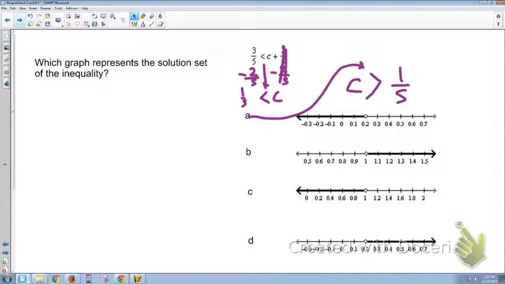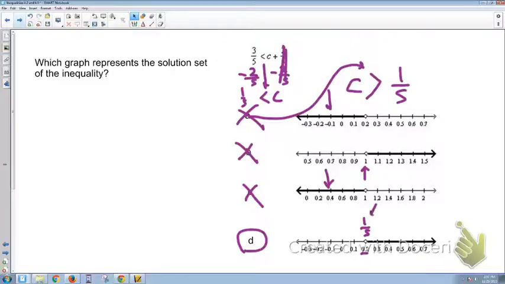So now we just have to identify which graph is representing C as the line being larger than 1/5. Well, A is out because this is showing anything smaller than 1/5. B is out because this is showing anything that's bigger than 1, but not 1/5. C is out because this is showing anything that's smaller than, but not larger than. So the only one it can be is D. And that makes sense. 1/5 is another way of saying 2/10. That's the decimal form. This is the fraction form. And so C is anything that's bigger than, but not equal to, 2/10, or 1/5.